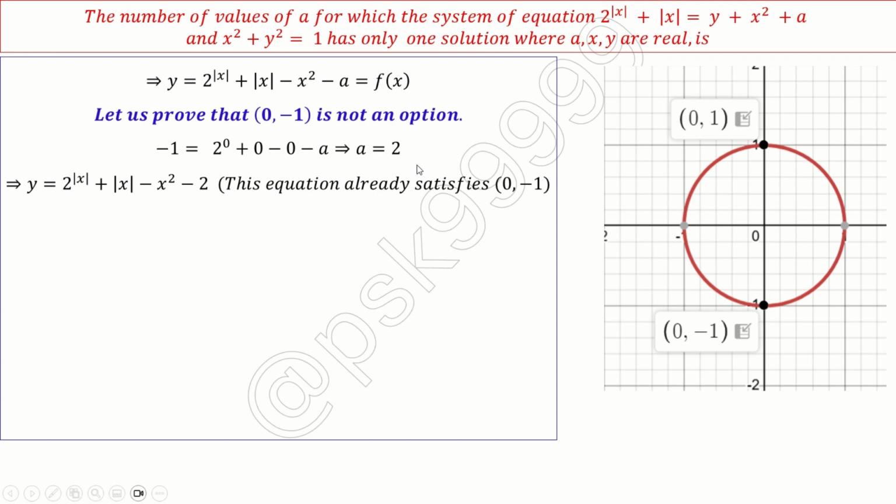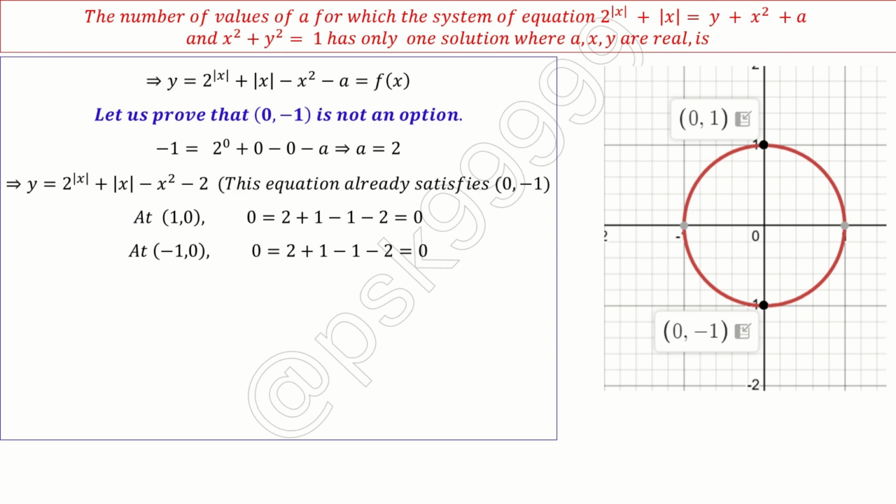If a is equal to 2, then this is what my equation is, correct? y equals 2 to the power of absolute x plus absolute x minus x square minus 2. This is my equation. And let us check. We know 2 points on the circle, right? Possible points, 1 comma 0 and minus 1 comma 0. Let's see what happens at these points. At 1 comma 0, the equation is satisfied, which means this curve is intersecting at 1 comma 0 also. At minus 1 comma 0 also, the equation is satisfied.